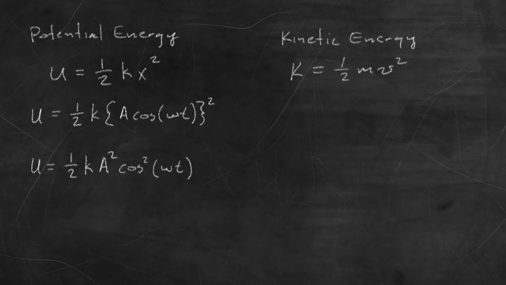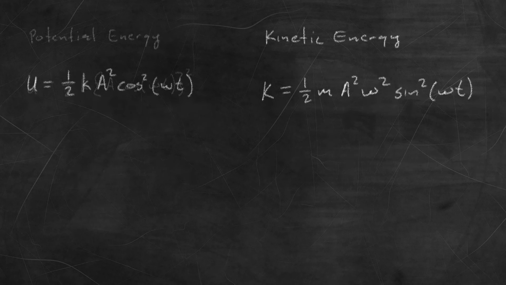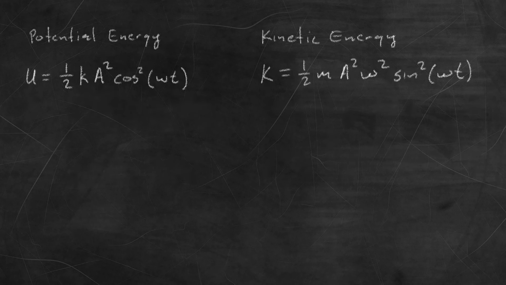The kinetic energy equation and the velocity equation can be combined to give K equals 1/2 m times the quantity negative A omega sine omega t quantity squared. Again, working through the square, we get K equals 1/2 m A squared omega squared sine squared of omega t. Comparing the potential and kinetic energy equations shows us that these are very similar looking. Note that the sine and cosine could be switched depending on when we start measuring the variables.